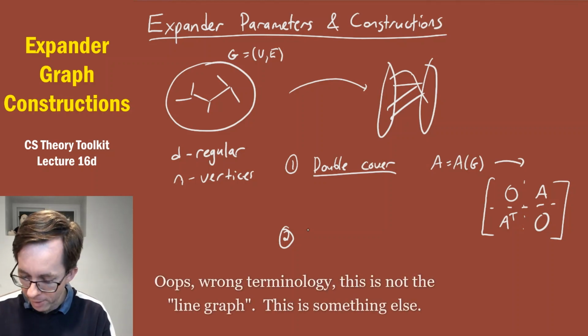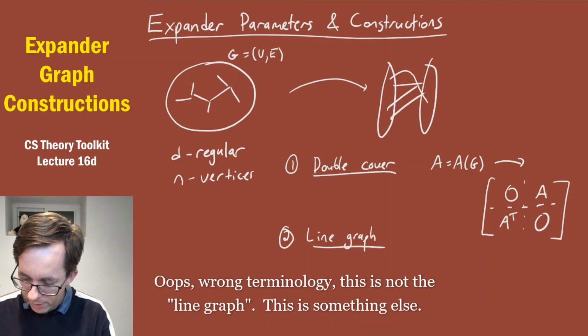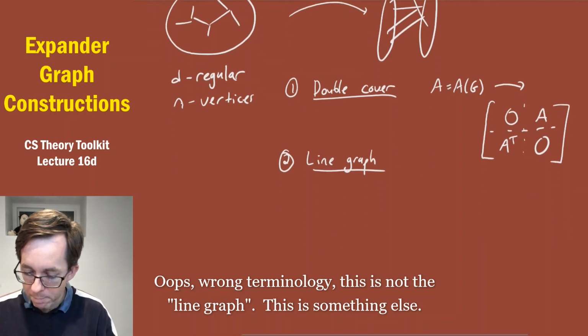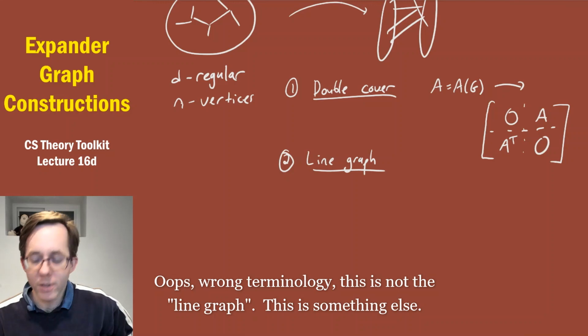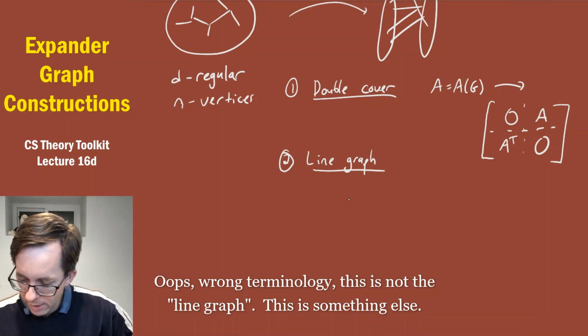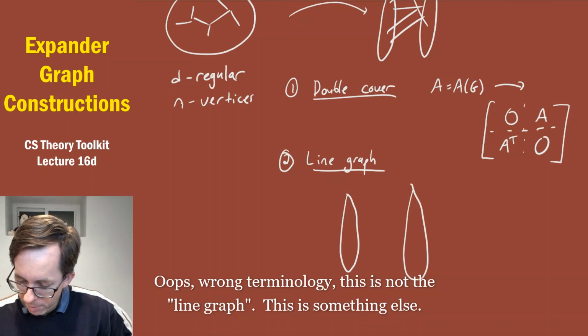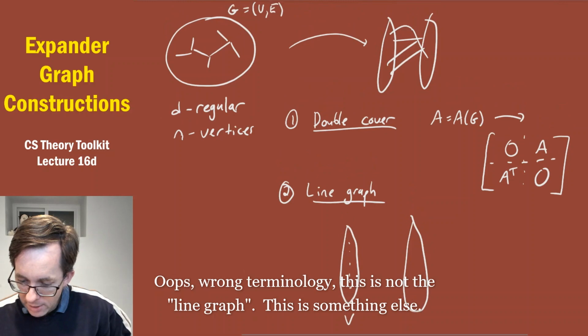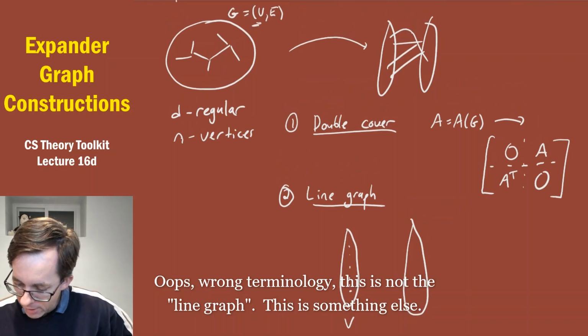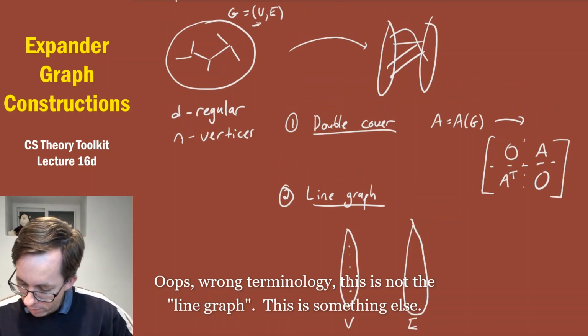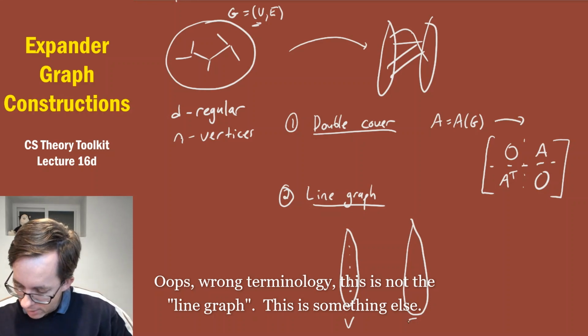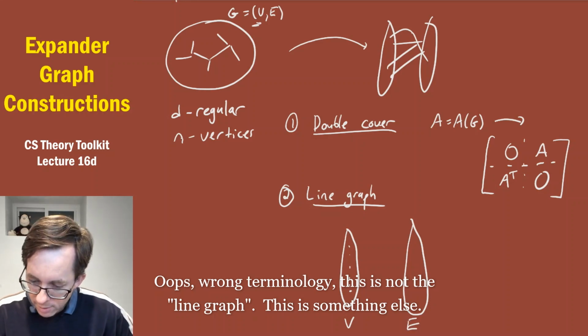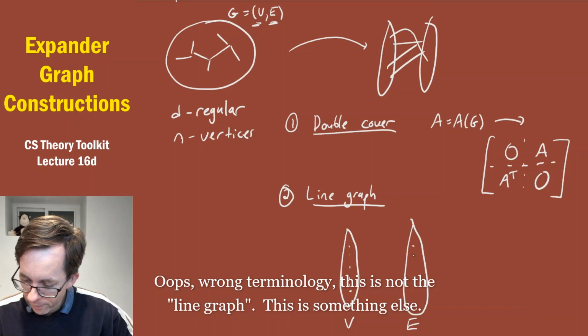And another way is to make what's called the line graph. This doesn't give you a balanced bipartite graph, but it gives you something pretty balanced if D is constant. For the line graph, you just make a bipartite graph where one set of vertices is associated with the original vertices V of G, and the other set of vertices is associated with the original edges of G.